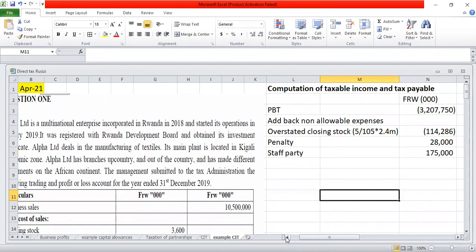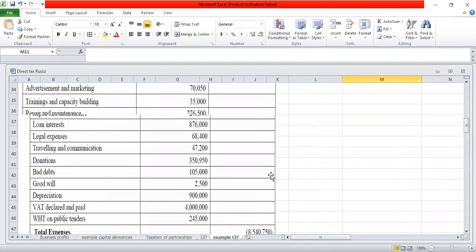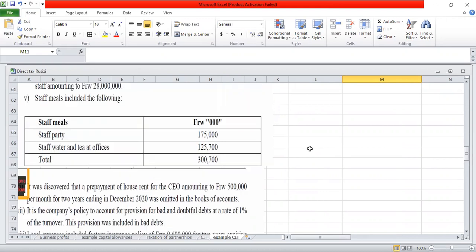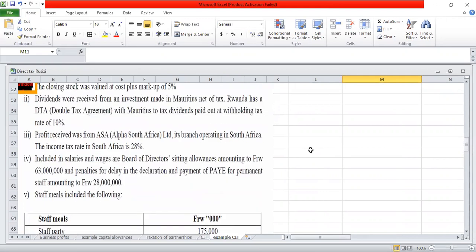Then this other staff water and the tea at offices, that one, if it is available to everyone, it is allowed. So you can accept that one if it is available to everyone in the organization.